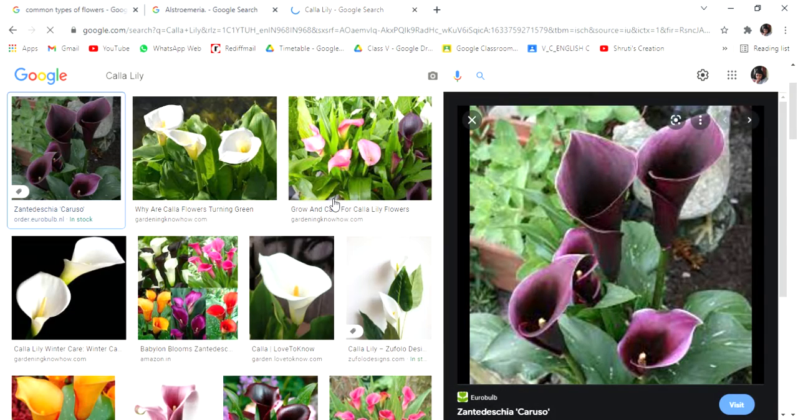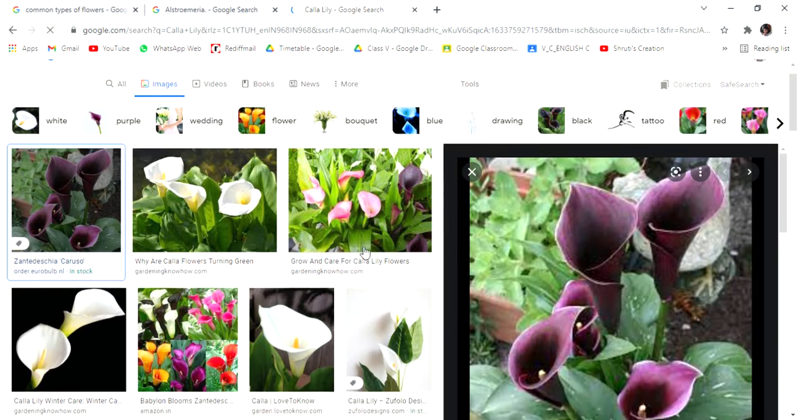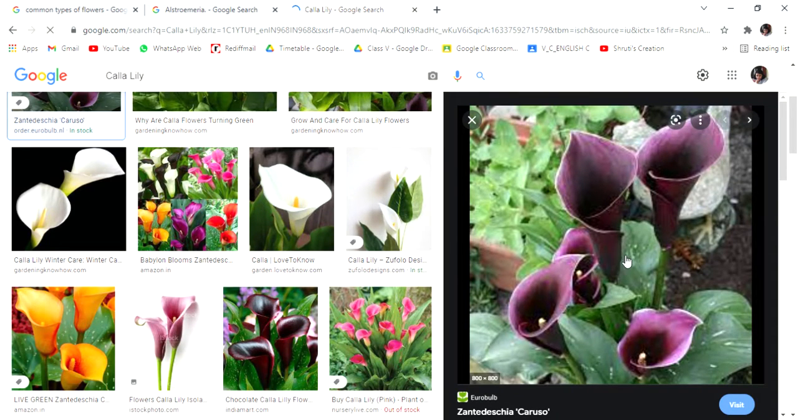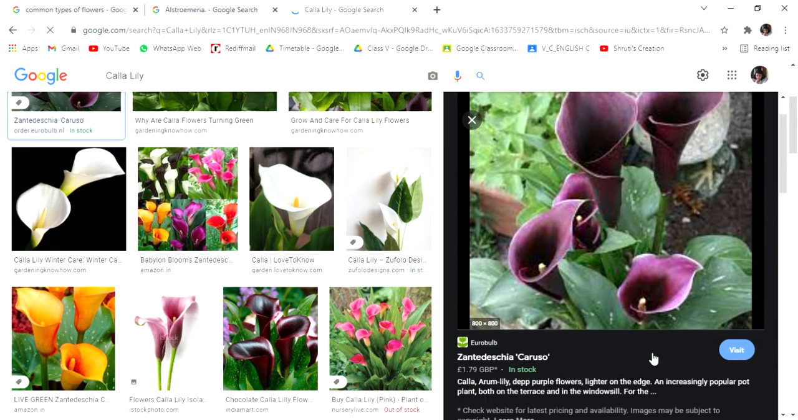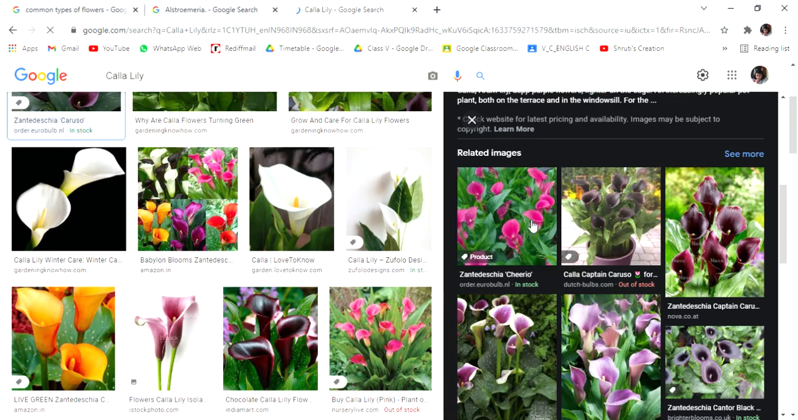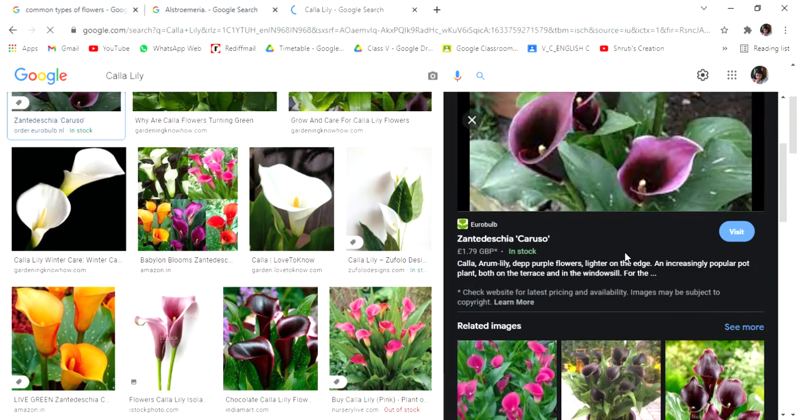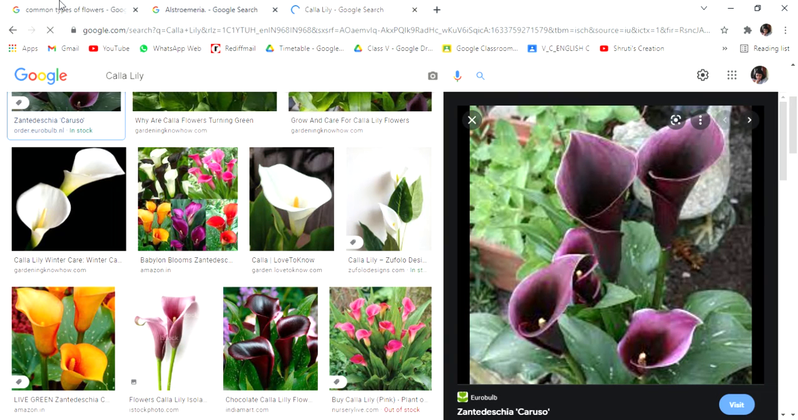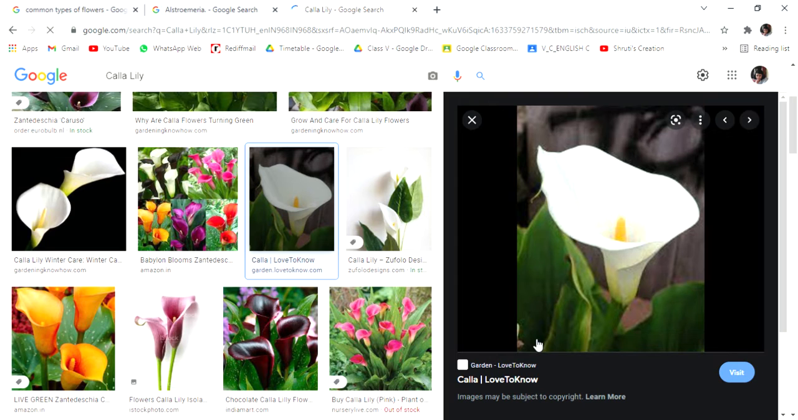Here first you can see this photo. It's a little blurred, but if you look carefully, it's a Calla lily, a purple Calla lily, looking very beautiful. They're actually products, you know. Now, if you want a very clear photo of a lily, see this one. Okay, it's a Calla lily, and it's white in color.